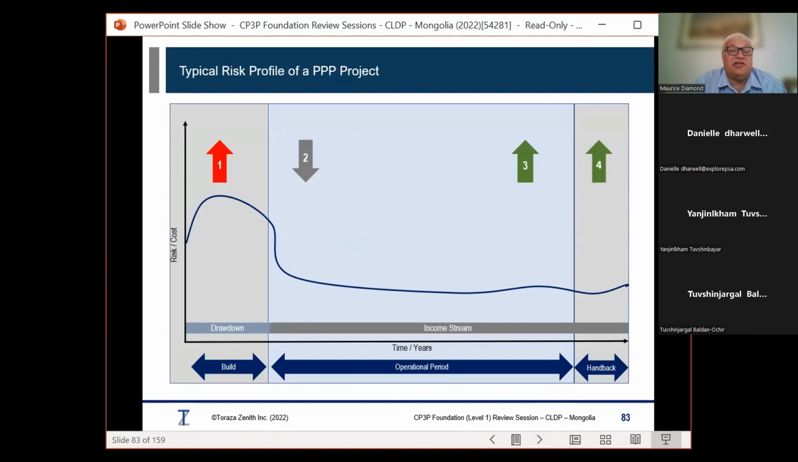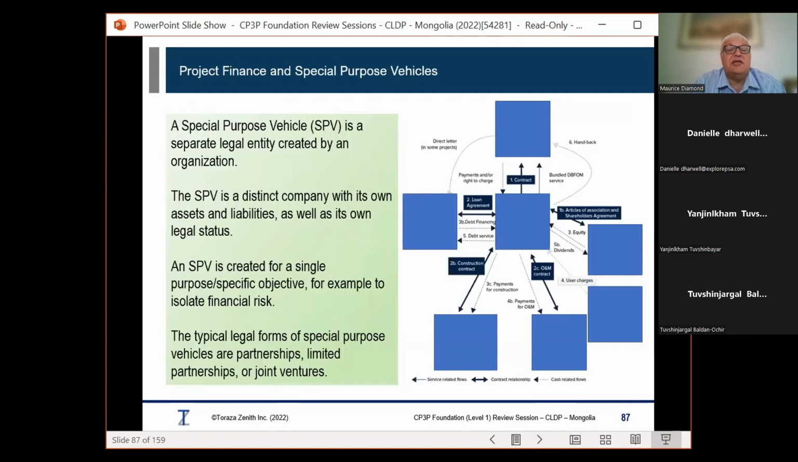And here we can see the risk is high at the beginning, it falls, and then it starts to get high towards the end. And that's really what this story is telling us.